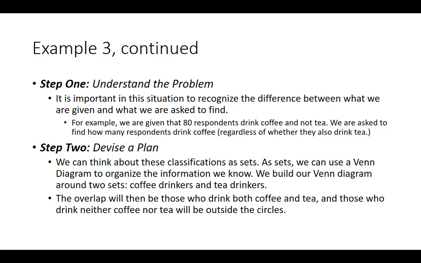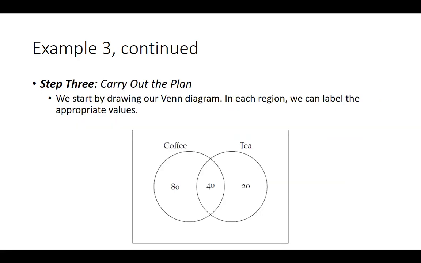Step 2, devise a plan. We can think about these classifications as sets, and as sets, we can use a Venn diagram to organize the information we know. We build our Venn diagram around 2 sets, coffee drinkers and tea drinkers. The overlap will then be those who drink both coffee and tea, and those who drink neither coffee nor tea will be outside of the circles. Let's look at that Venn diagram in step 3 when we carry out the plan.